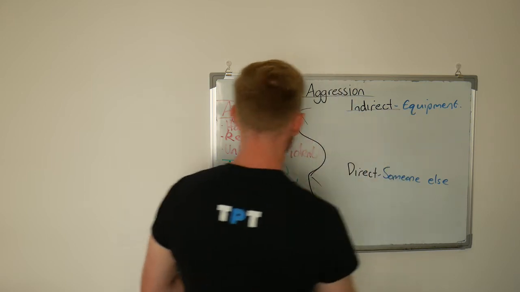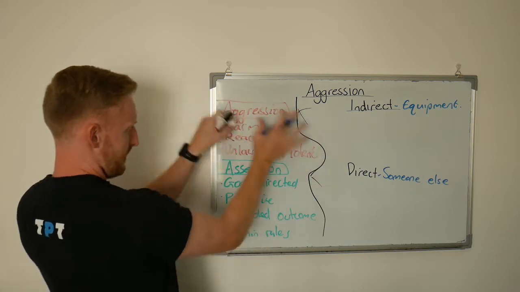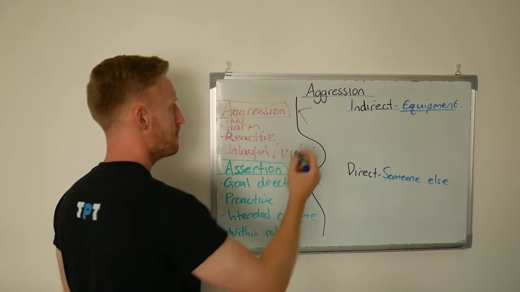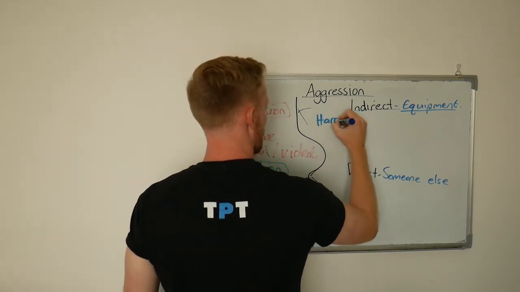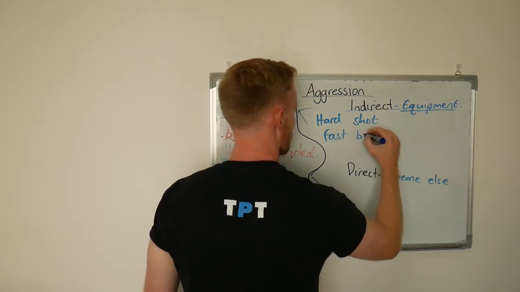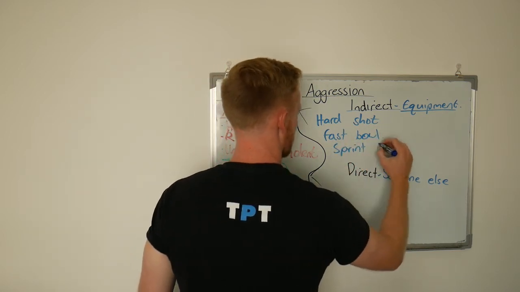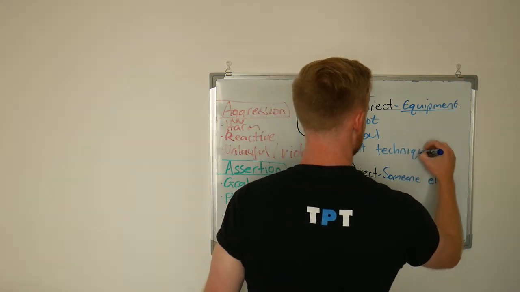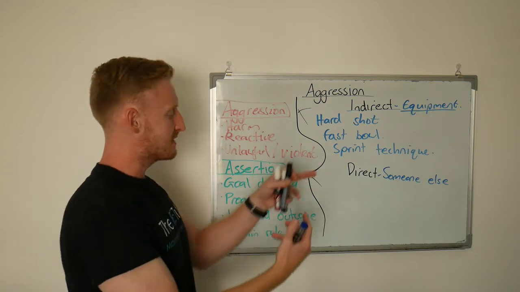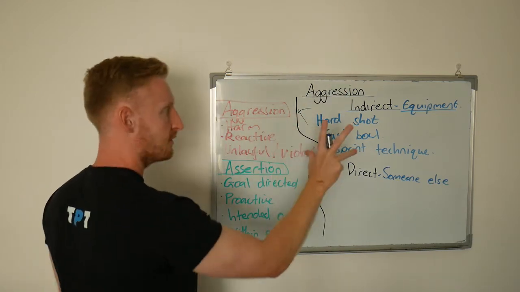So indirect aggression or assertion is when a performer does all of this, one or the other, but only using the equipment. So it might be, for example, a hard shot, a fast bowl, the sprint technique, perhaps an explosive exit from the blocks in a 100-meter run. In pole vault, it could be a slightly different technique where there's a little bit more whip on the bar to try and get them a little bit higher. No one else is involved.